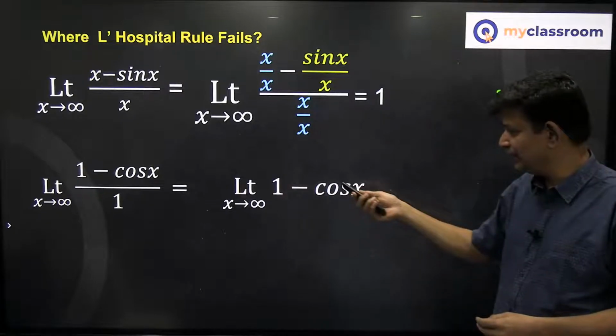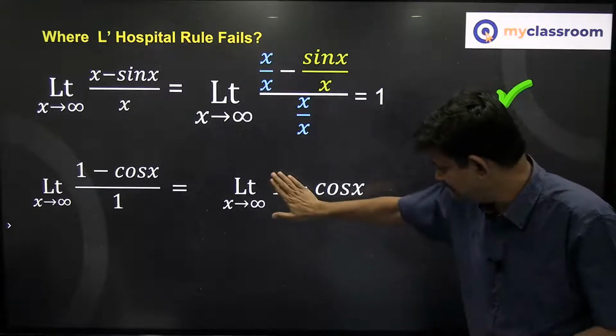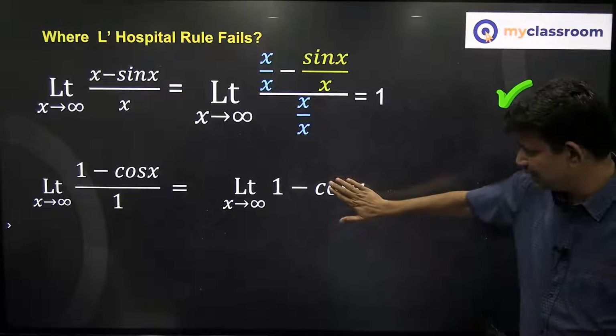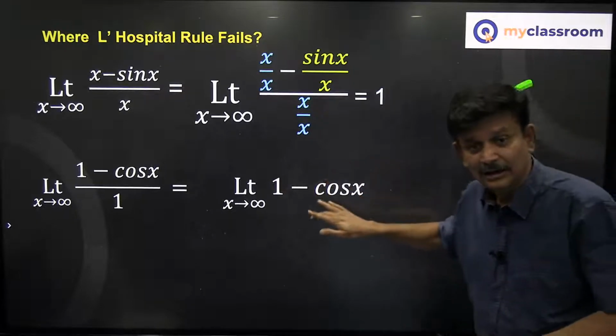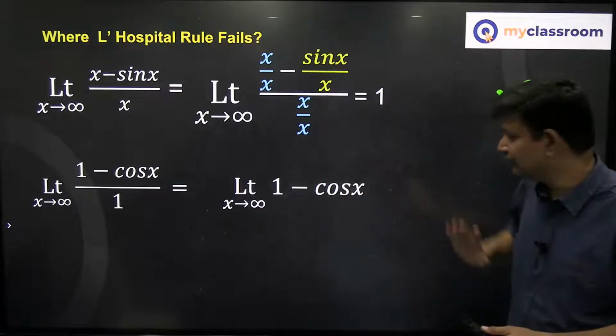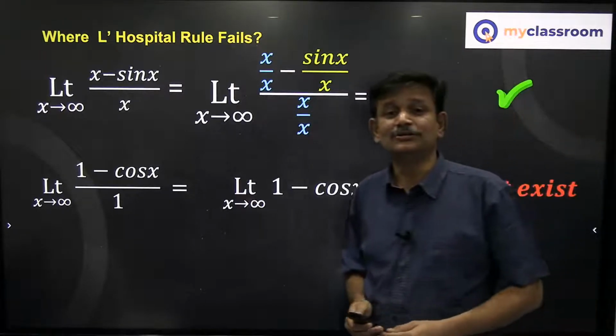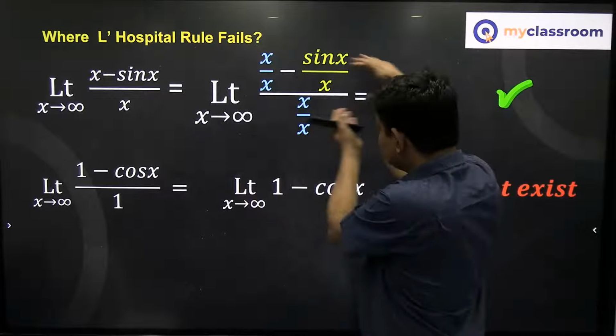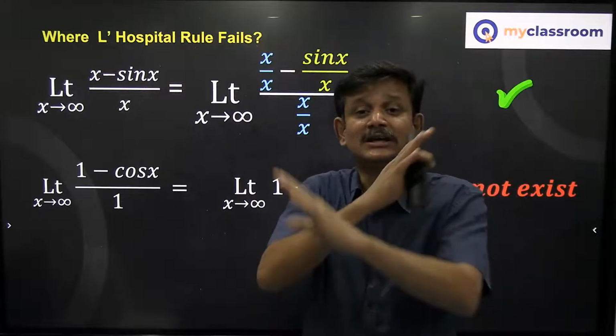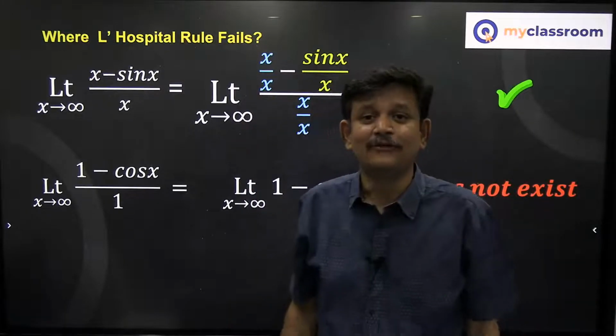Limit extending to infinity, 1 minus cos x, what can I say? This part is clear, it is 1. But here there is an ambiguity. I only know that it lies between minus 1 and 1. So limit does not exist. So again, I am coming to a conclusion, limit does not exist. Whereas I know the answer is 1. So this is again where L'Hospital rule has failed us.